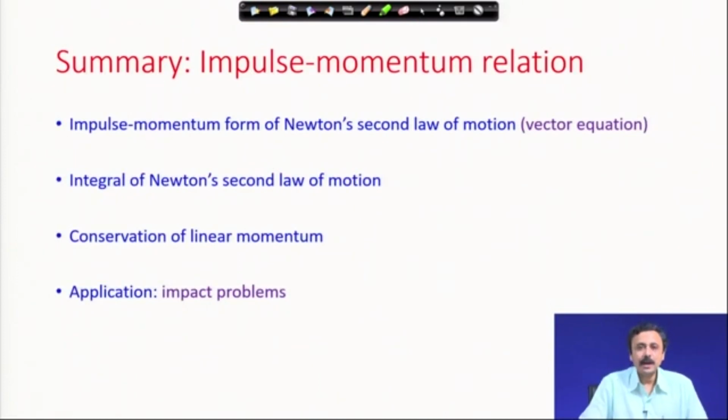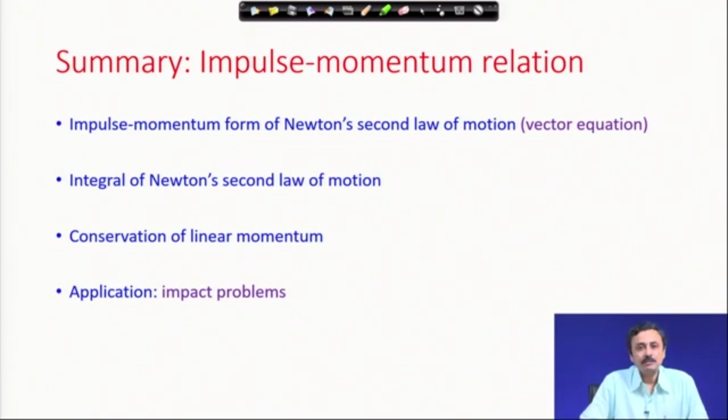Let me summarize. We have discussed the impulse momentum form of the Newton's second law. As I have mentioned that this is a vector relation and an integral of the Newton's second law, therefore, this will not generate new information. It presents the information already there in Newton's second law in a different form, which sometimes is quite useful.